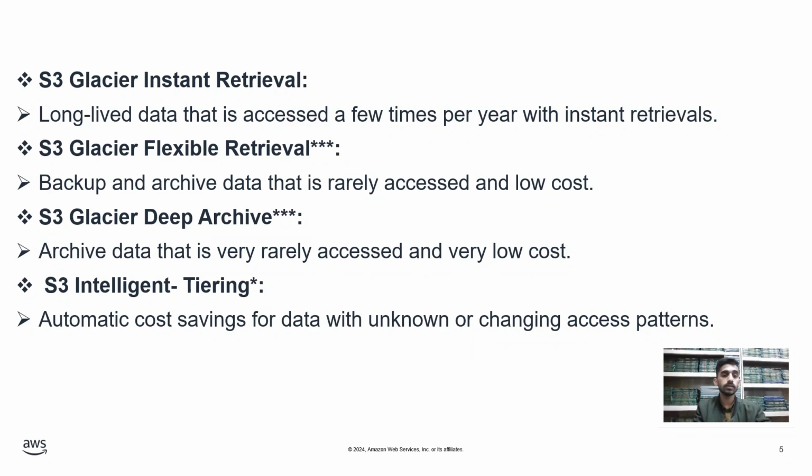Now the next one is S3 Intelligent-Tiering. We can use S3 Intelligent-Tiering when we do not know how our data is accessed by the user, frequently or infrequently. So in this case, we request AWS to monitor our object, and according to that, assign the class of S3 to the object.